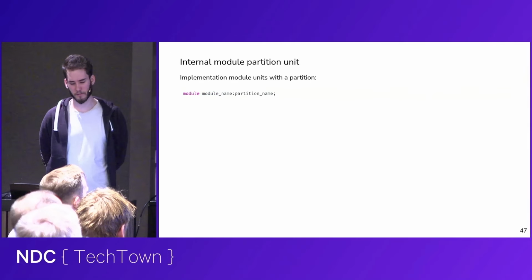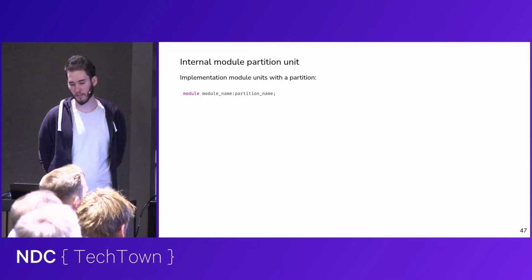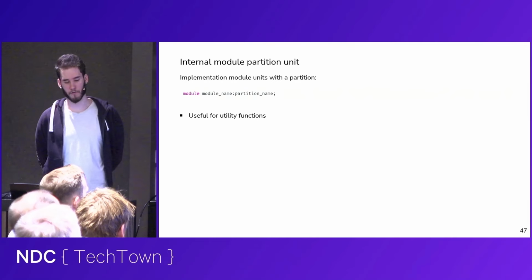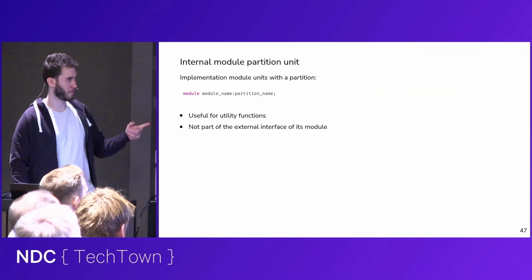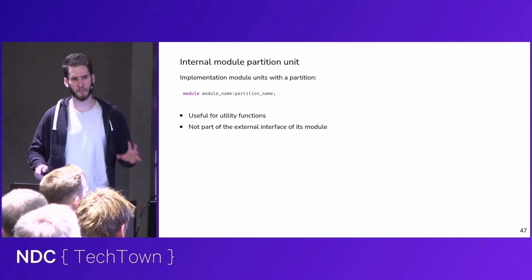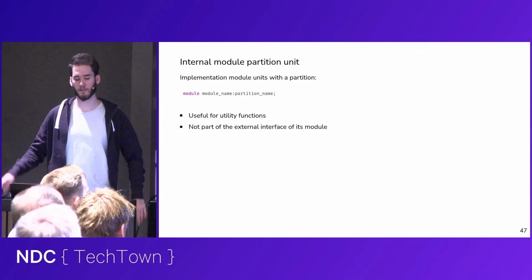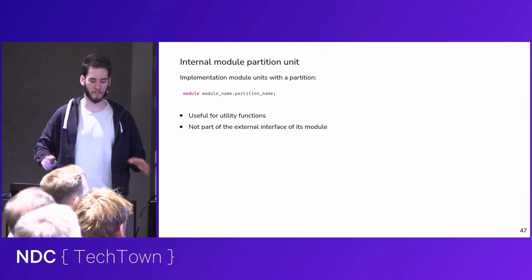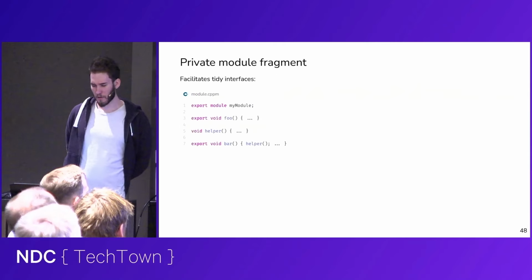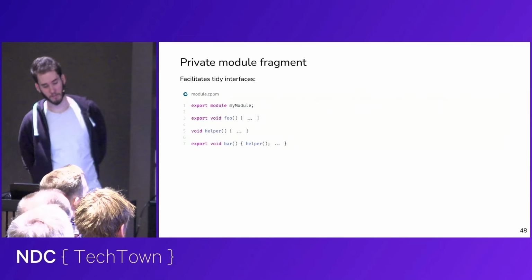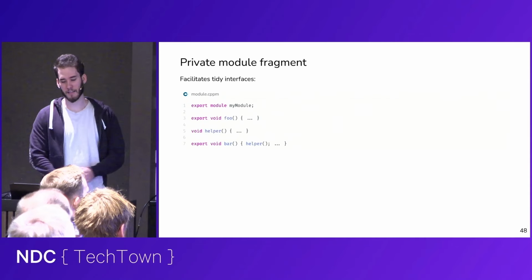The internal module partition units are just partitions that are not exported. And they're basically just useful for utility functions, and they're not part of the external interface of its module. So it's basically just useful for you to break dependencies in your modules and also provide some utility functions in different files. Then you also have something that's called a private module fragment, and they facilitate tidy interfaces.